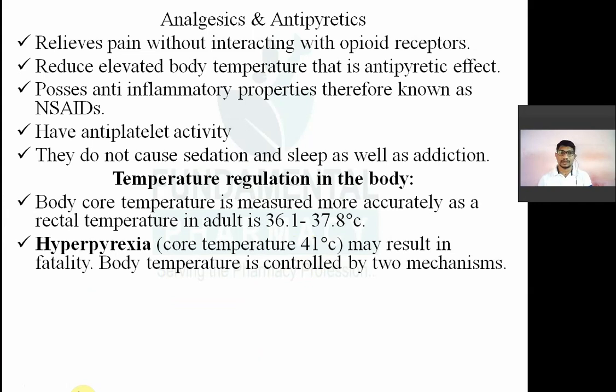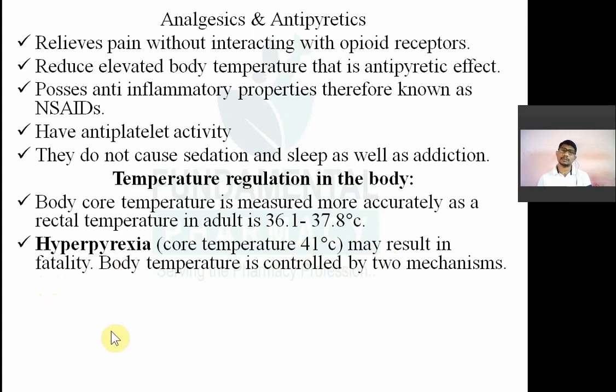Pyrexia is a core temperature more than normal. That is a core temperature. If your body core temperature is 41 degrees Celsius, it is known as hyperpyrexia. That means you have an increased body temperature, and it may result in fatality. It may result in different complications like convulsions, coma, and death. So an increase in body temperature up to 41 degrees Celsius is dangerous, known as hyperpyrexia.